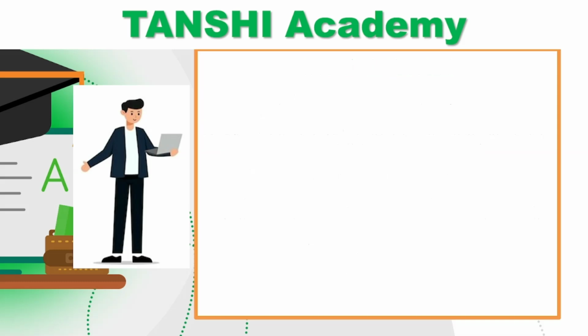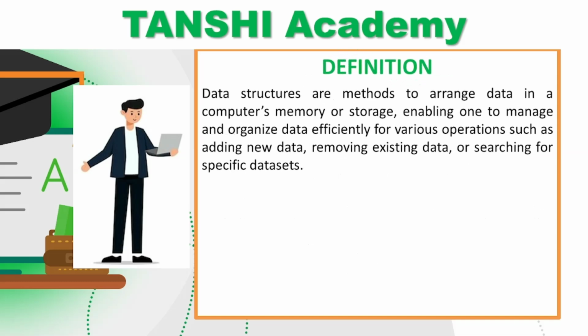So from this introduction, my dear students, you already see that data structure is a very important concept for the computer scientists that you are. Now, for definition, let's define a data structure. Data structures are methods to arrange data in a computer's memory or storage, enabling one to manage and organize data efficiently for various operations such as adding new data, removing existing data, or searching for specific data sets. So in simple terms, that's the definition of a data structure. We take note: methods to arrange data in a computer's memory or storage. This is important. So enabling us to manage and organize data efficiently. When we are defining a data structure, we take note of the key terminologies that should be in our definition.